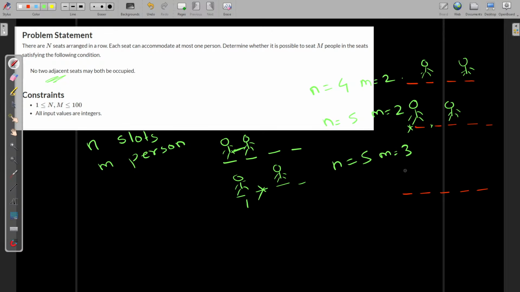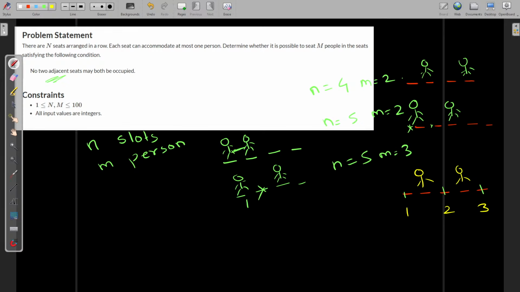For n equal to 5, m equal to 3, we will do the same thing. We'll place one on first, one on third, and one on fifth. So here we can actually see why placing on the first slot matters. Let's say you didn't place on the first, but instead you went with the second slot, then over here and over here. Now we could only place two persons. But if we started from the first position, then we could place three persons. So to fill the maximum slots, we will always have to start from the first position. So this is the greedy strategy which we will be following for this problem.